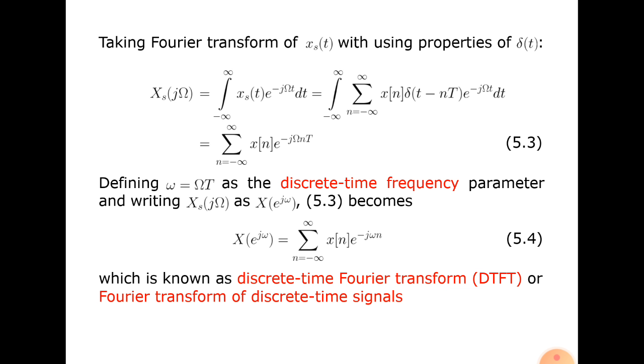and defining omega equal to omega T as the discrete time frequency parameter, and writing Xs of j omega as X e of j omega. So it becomes X e of j omega equals summation n equals minus infinity to plus infinity x of n into e power minus j omega n. So which is known as the discrete time Fourier transform, that is DTFT, or Fourier transform of a discrete time signal. Is it clear?